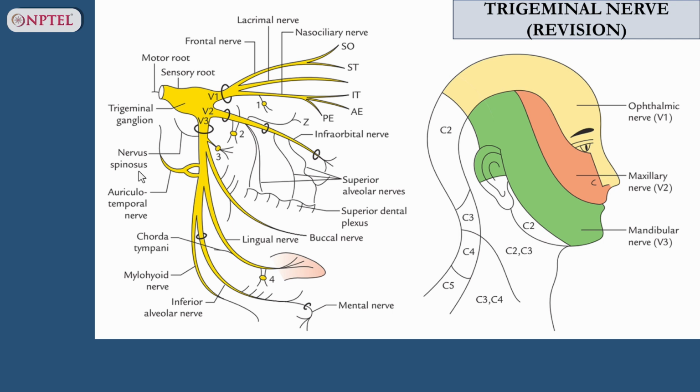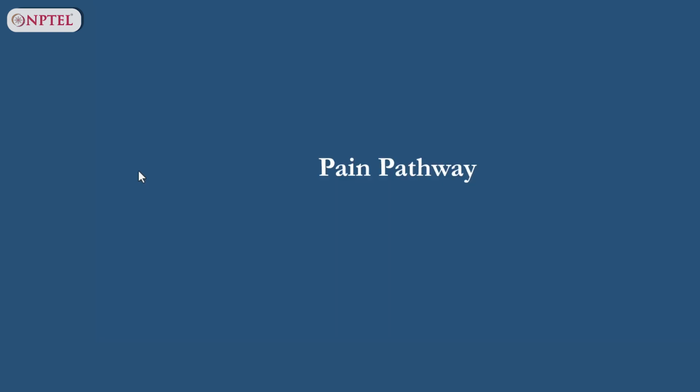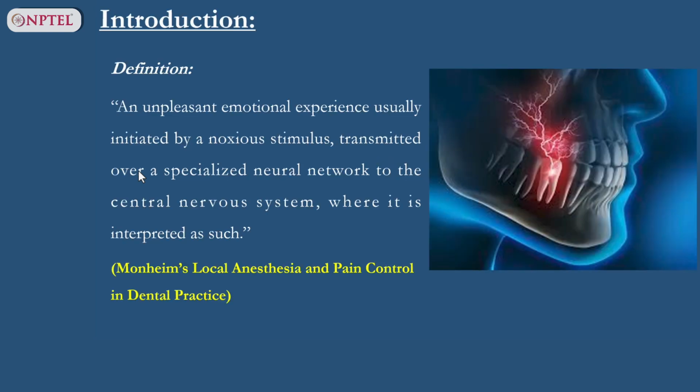This diagram shows the complete peripheral branches, the courses, and area of supply of the trigeminal nerve. Finally, coming on to the pain pathway and the definition. By definition, as per Malamed's Handbook of Local Anesthesia, pain is an unpleasant emotional experience usually initiated by a noxious stimulus transmitted over a specialized neural network to the central nervous system, where it is interpreted as such.